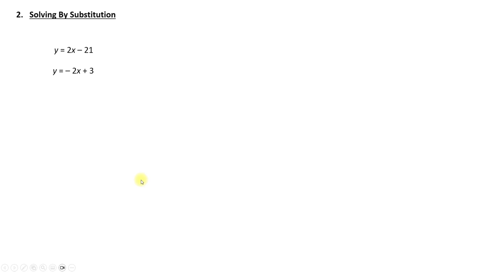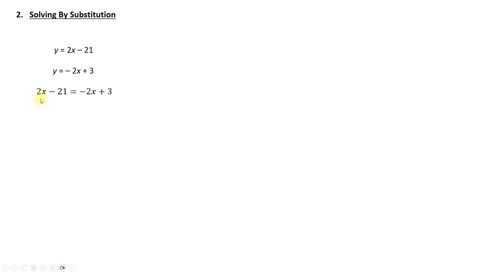Solve by substitution. When we solve by substitution, we first need to make sure that both our equations are in slope-intercept form. Both of the right-hand sides are equal to y. So these are both in slope-intercept form. So if these are both equal to y, then they are equal to one another. So we can say that the right-hand side here is equal to this.